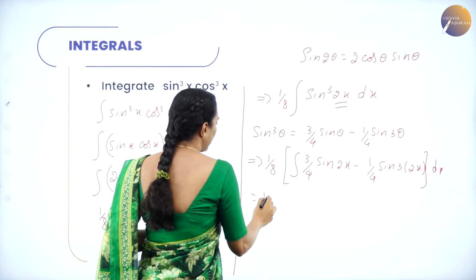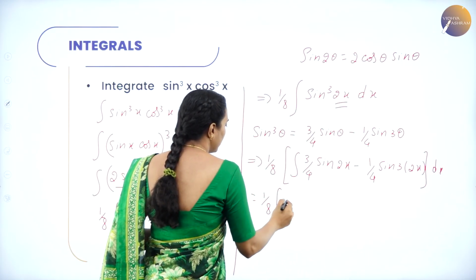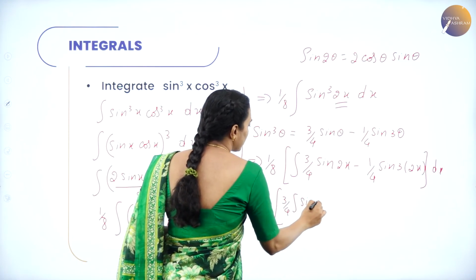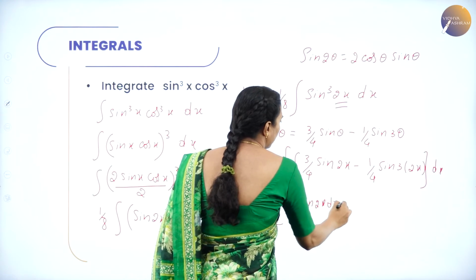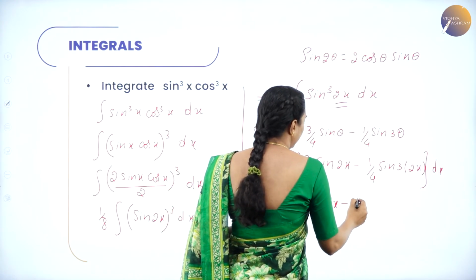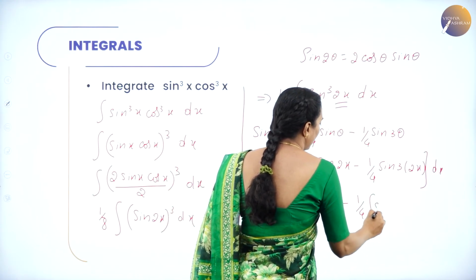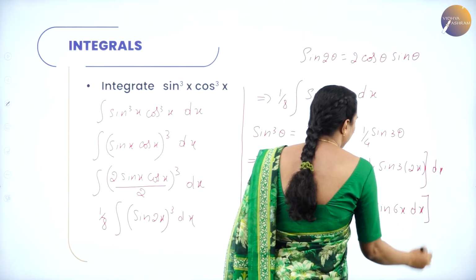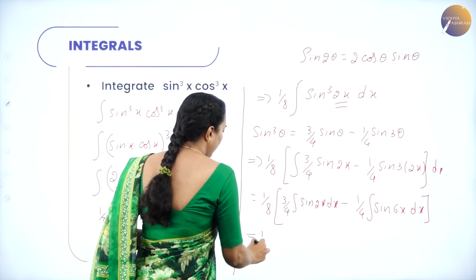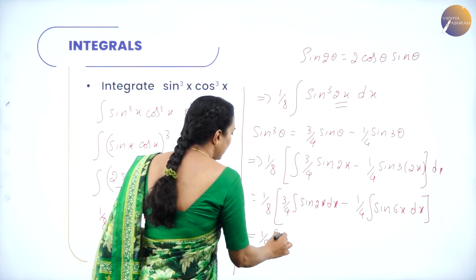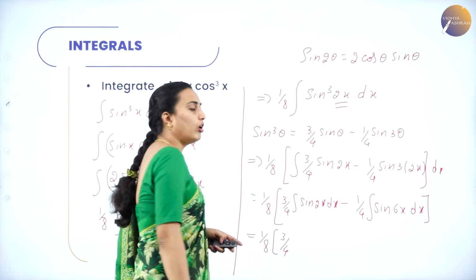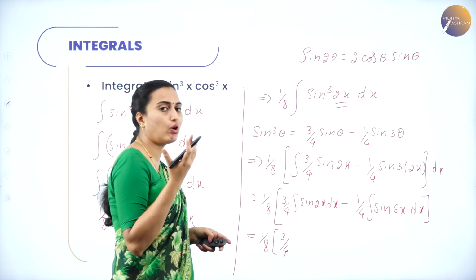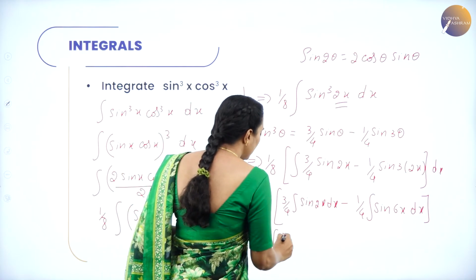Therefore, which will become 1 by 8 into, see, 3 by 4 as it is, integral of sin 2x into dx minus integral of 1 by 4 as it is, integral of sin 6x into dx. Now you can have this one: 1 by 8 into, see, 3 by 4 as it is, integral of sin 2x is cos 2x divided by 2, that is cos ax by a, that is minus.